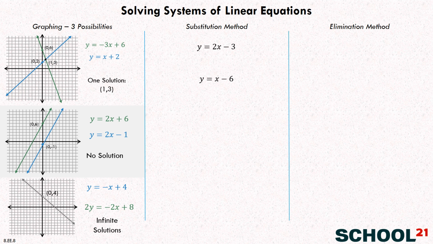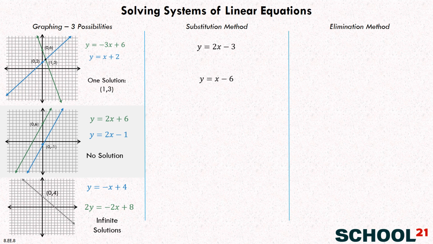Okay? Okay. So let's say we have these two equations. So these two things together are called a system of linear equations. We can see that they're linear because they're in y equals mx plus b format. Okay? So the thing is that we can see that y equals 2x minus 3, but y also equals x minus 6.